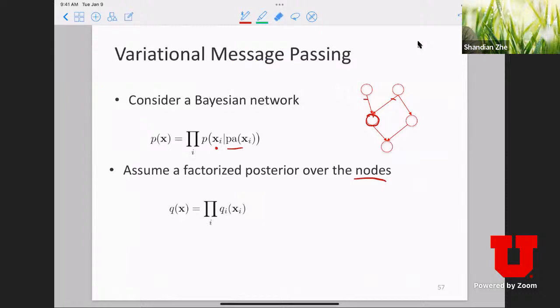So if we want to compute the posterior distribution of x, here are the nodes x3, x4, x5, something like that. Let us assume the posterior is factorized over every node. So Q of x is equal to the product of each factor over xi, qi of xi.